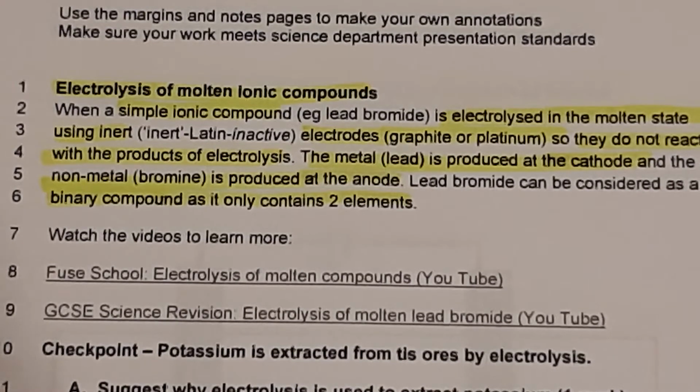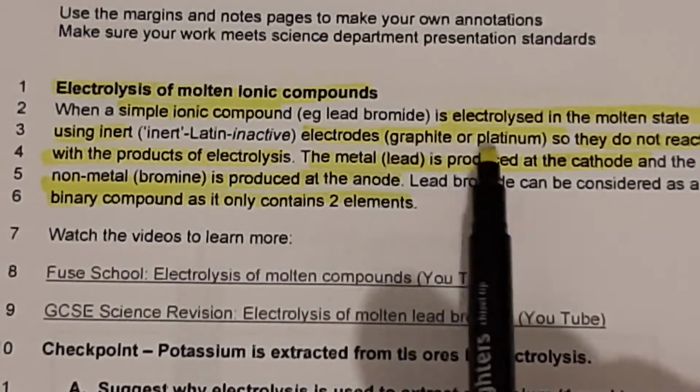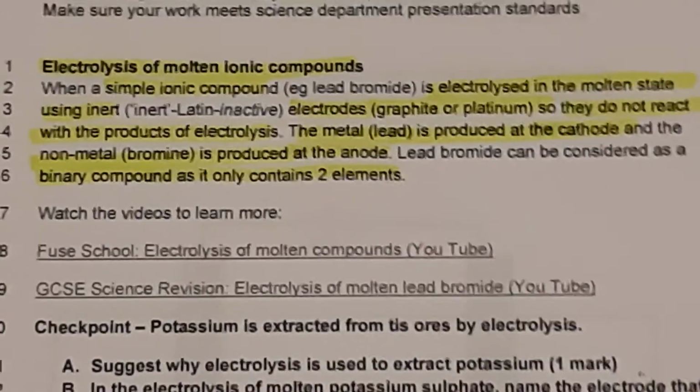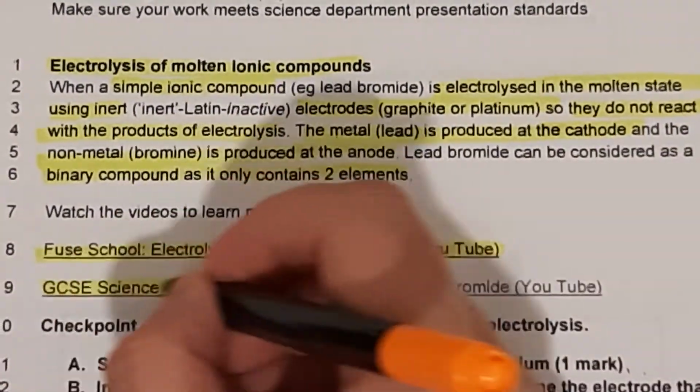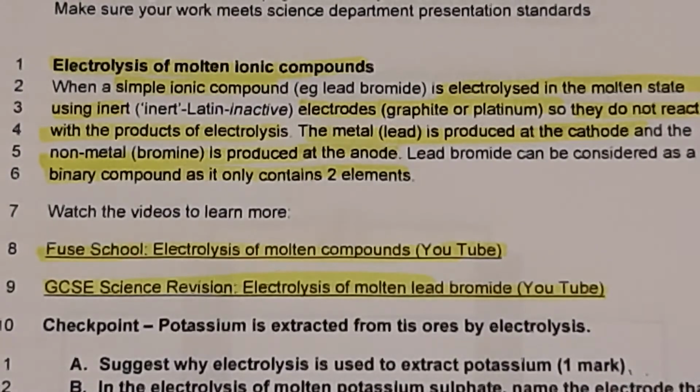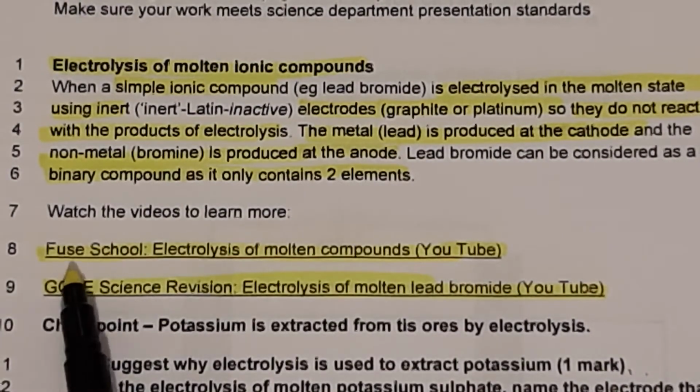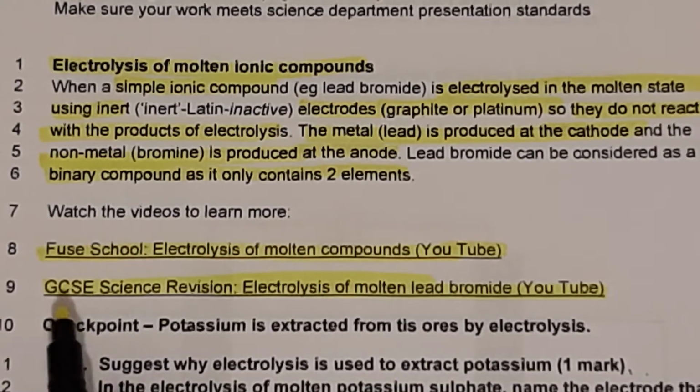You should note that we try and use inert electrodes wherever possible so they don't react with the products. Examples of those electrodes would be graphite or platinum. So we have some videos to watch now. If you've got a digital copy of the booklet, you can just click these links and they'll take you straight to the videos. If not, open up YouTube on your browser, type in electrolysis of molten compounds and look for the Fuse School video, and then electrolysis of molten lead bromide for the second video, a GCSE science revision video. Pause the video whilst you watch the YouTube clips.